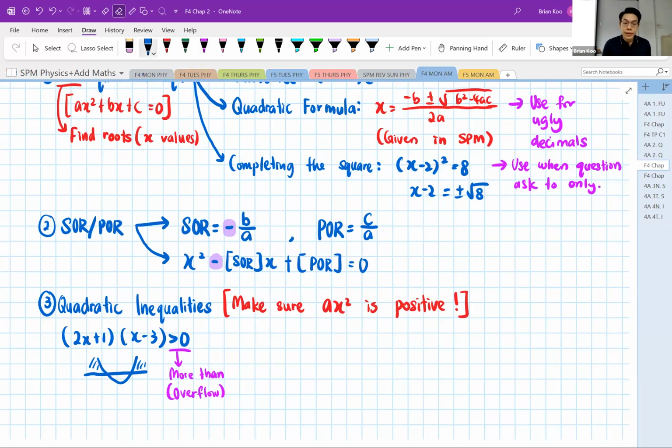Okay, and your roots are negative 1 over 2 and 3. And you look at where you shade. You shaded at the part where it's smaller than negative 1 over 2. So you say x is smaller than negative 1 over 2. The graph is telling you where's your answer. You see, you shade on the left side, smaller than. Then here you shade it to the right. That means bigger. You write out x bigger than 3.